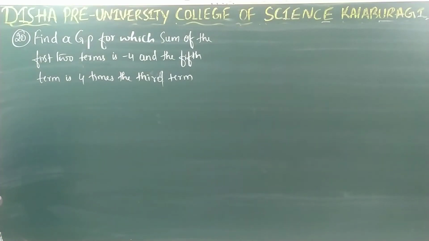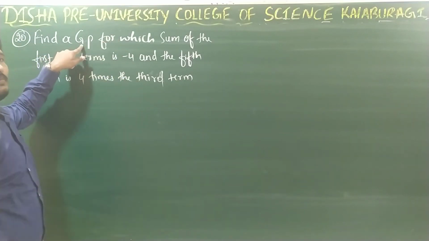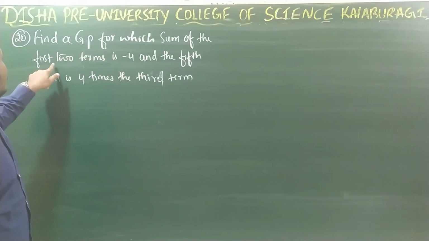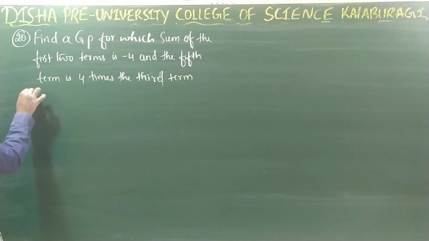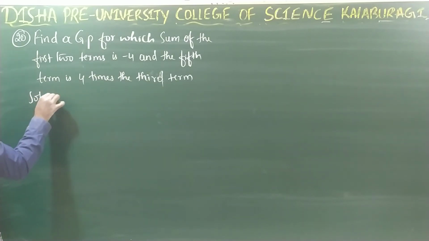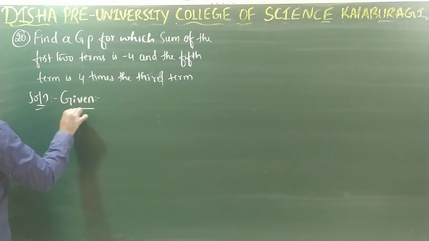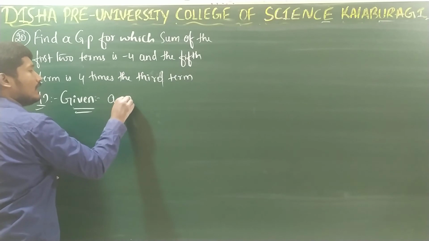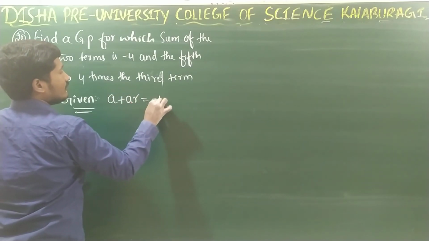So the next one: find a GP for which the sum of first two terms is minus 4. So what is given for us? We are given the sum of first two terms, right? Sum of first two terms in the sense A plus AR. These are the first two terms of the GP, right? So this is given as minus 4.